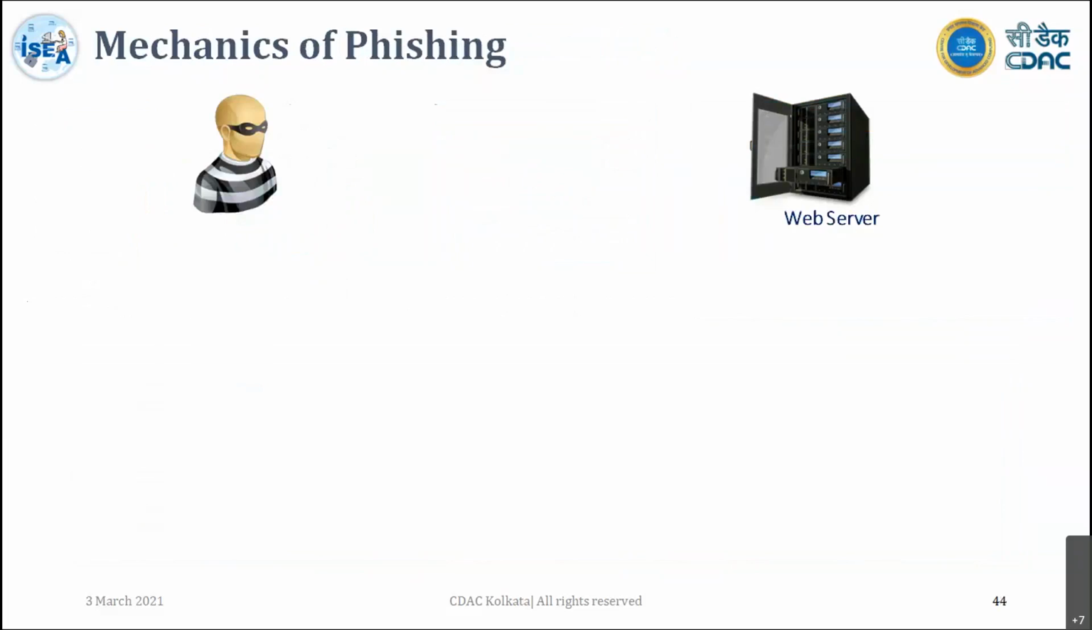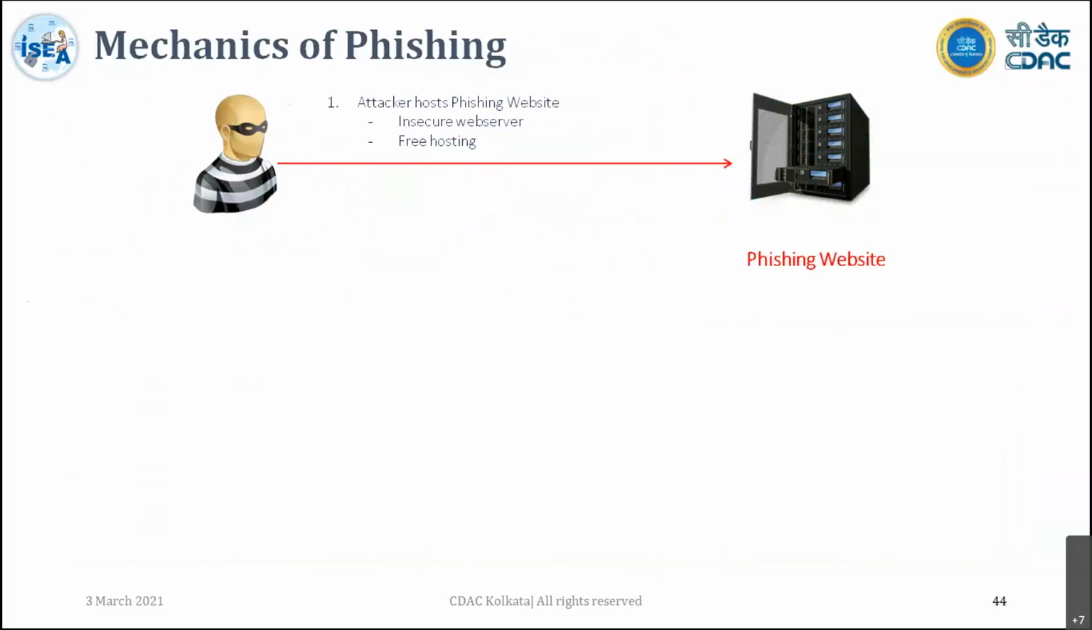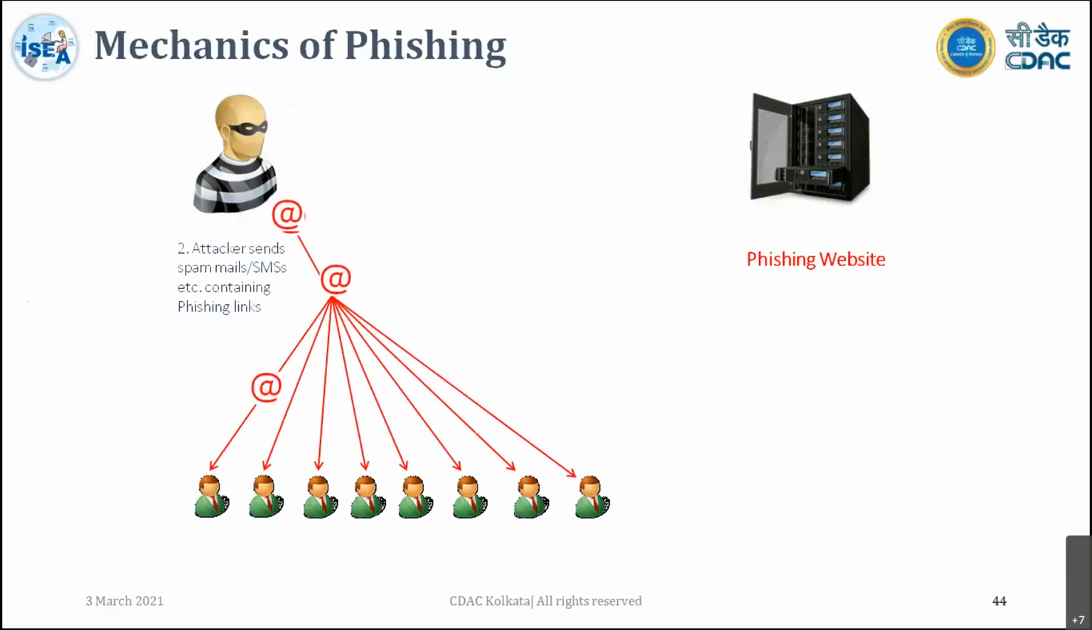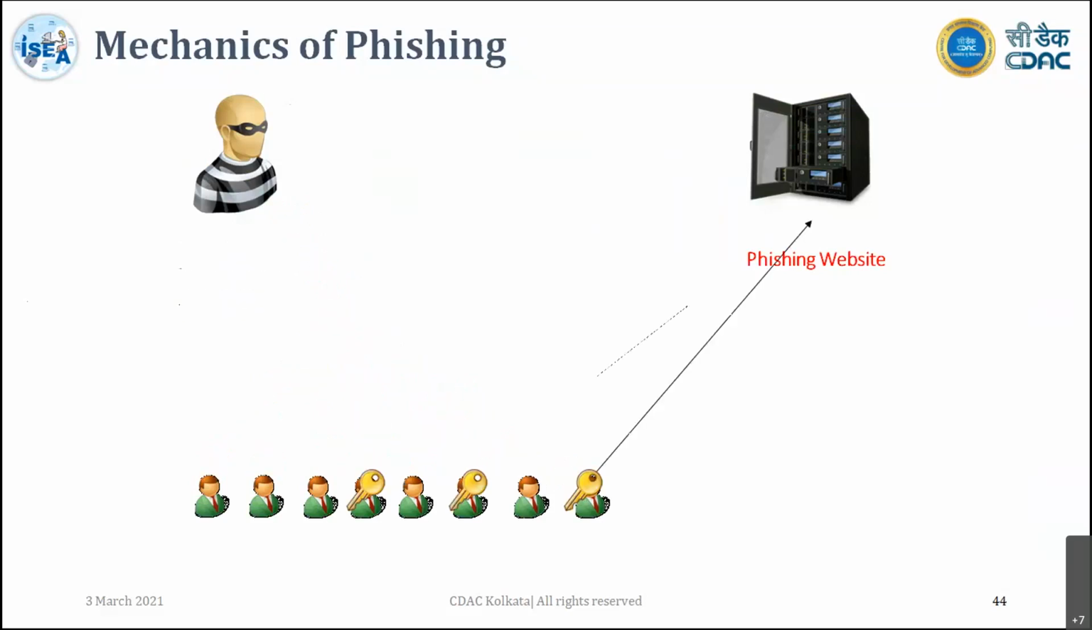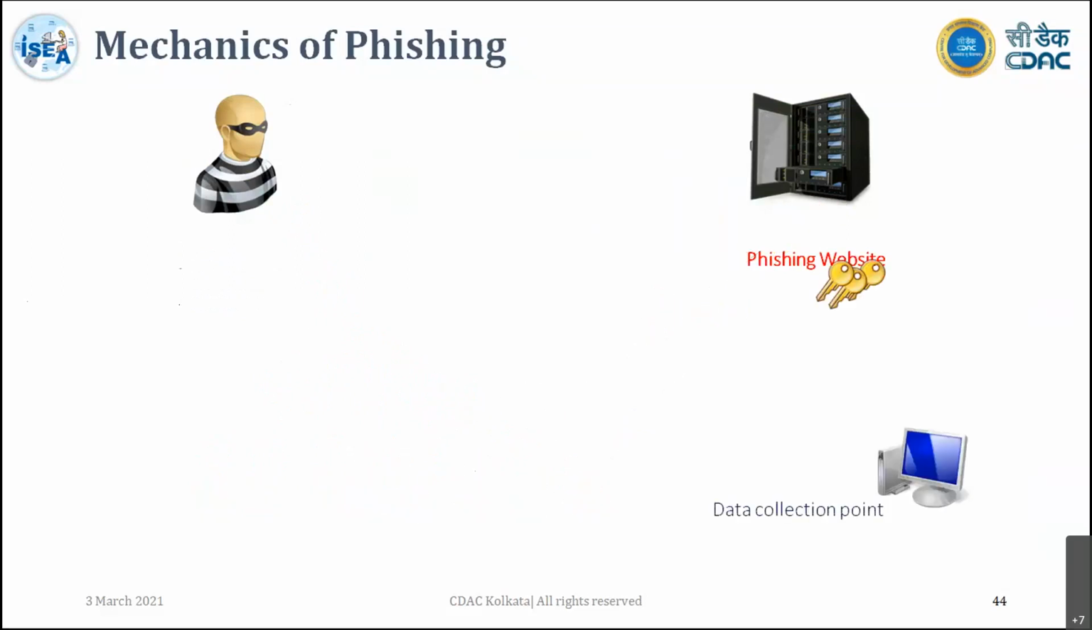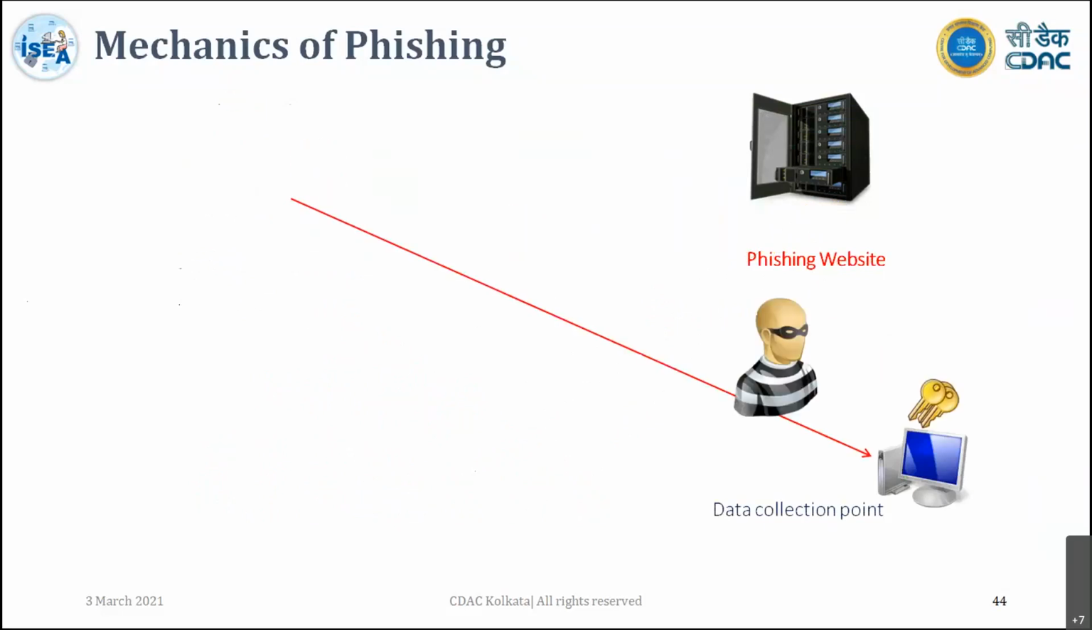Now, the mechanism of phishing. First of all, the attacker needs a web server to host a fake web page. Once that phishing website or fake web page has been hosted, he sends spam emails and SMSs containing phishing links to the target. It can be one or many, depending on the type of the phishing attack. And if they respond with critical information, it may be the password or any other kind of information, those are captured at some data collection point and obviously accessed by the attacker.